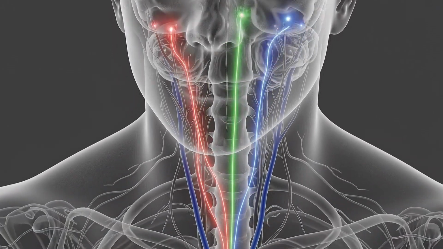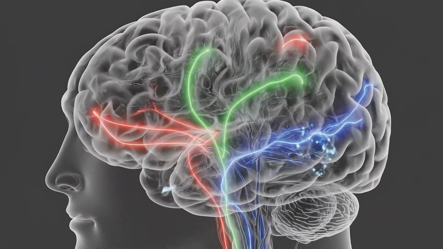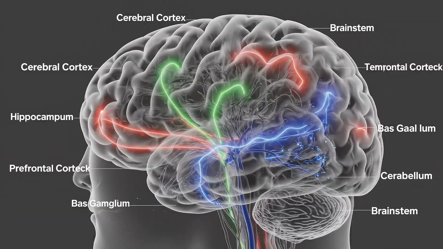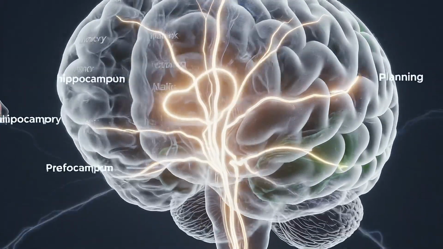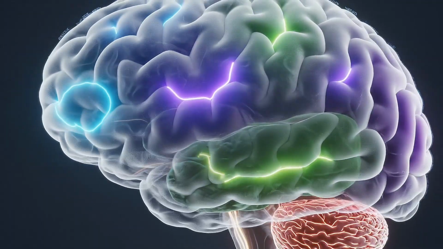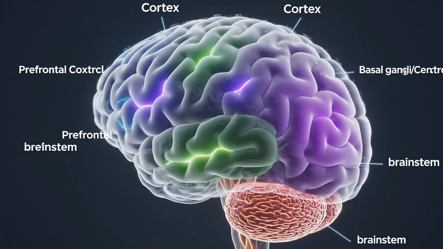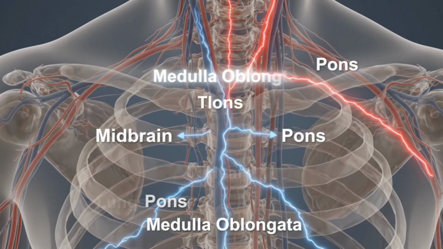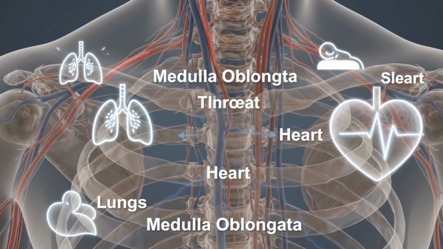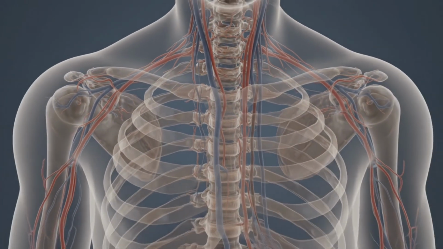Sensory stimuli from the eyes, ears, and skin initiate signals along the peripheral nerves. They travel through the spinal cord and move through the brainstem. Located at the base of the brain, the brainstem consists of the midbrain, pons, and medulla oblongata, regulating vital automatic functions.